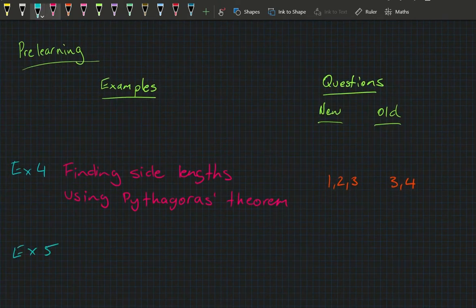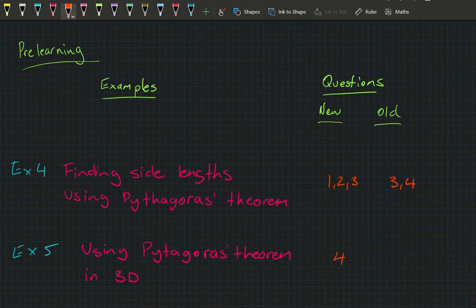And then we'll do example 5, which is using Pythagoras Theorem in 3D. And your pre-learning for this will be questions 4 in the new book and questions 5 in the old book.